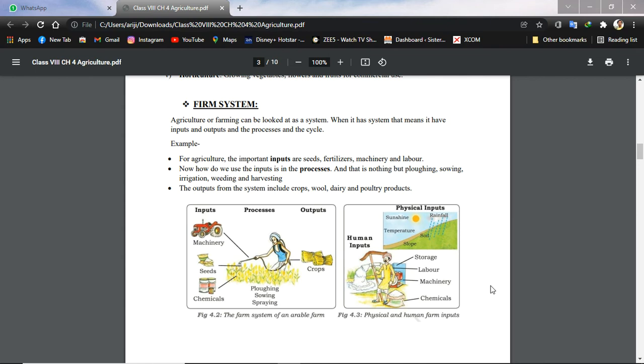Now coming to the next topic, the farm system. In the farm system, always remember there are three processes.